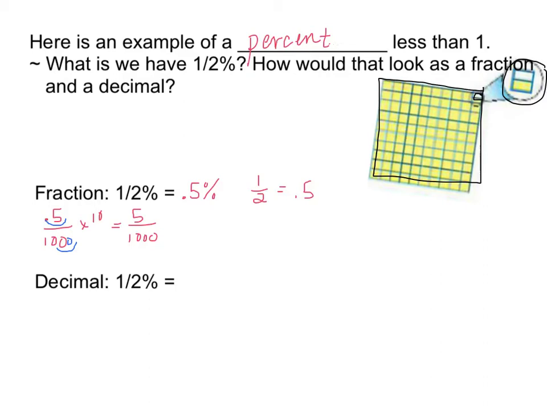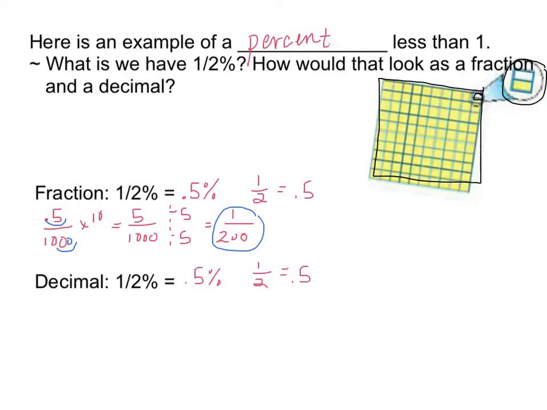Now we need to reduce the fraction, so I am actually going to divide numerator and denominator by 5, which will give me 1 over 200, and that becomes my final fraction.